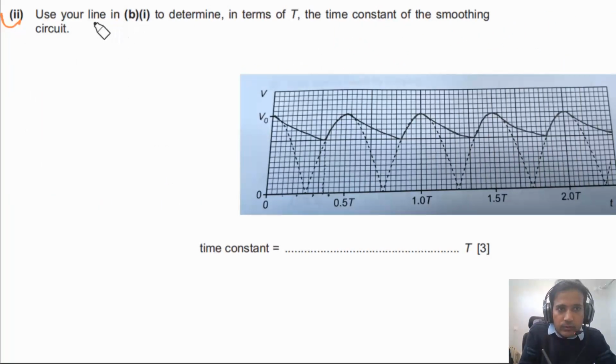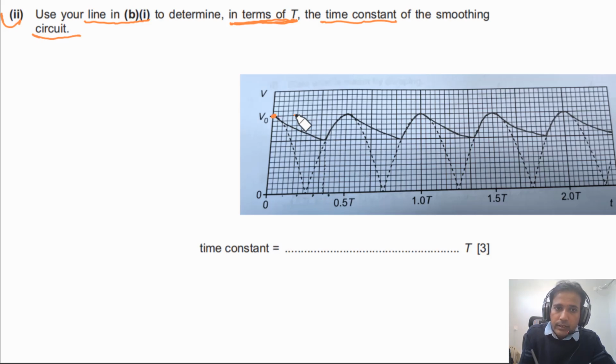The second part says use your line in B1 to determine, in terms of capital T, meaning in terms of time period, the time constant of the smoothing circuit. If you look at this diagram, we can see the maximum value is V0 and our capacitor is discharging here.